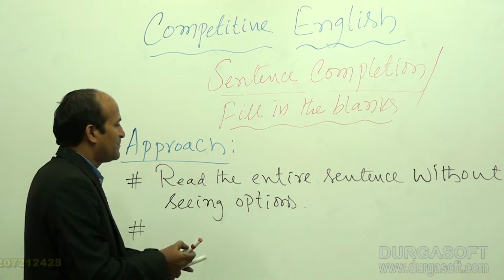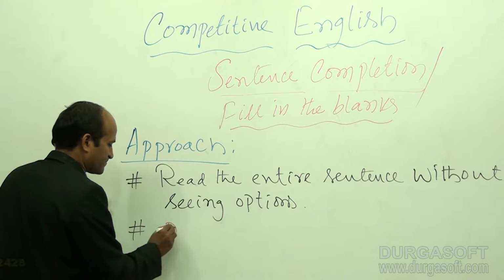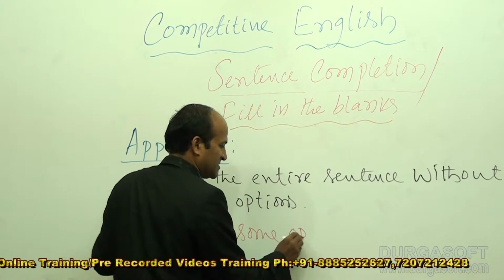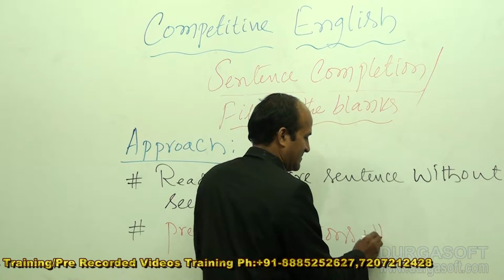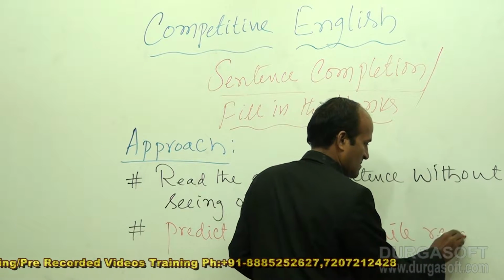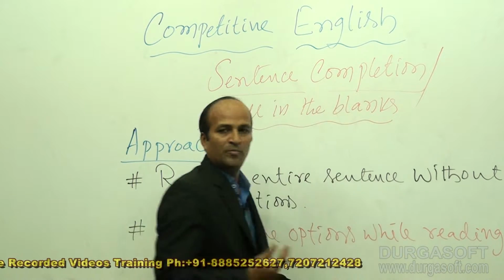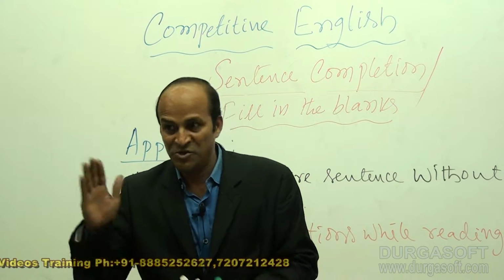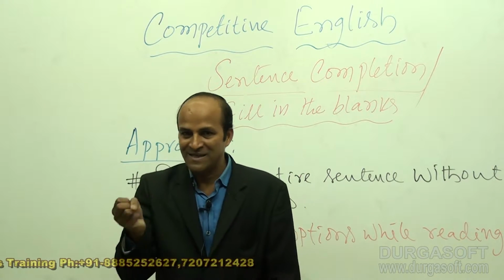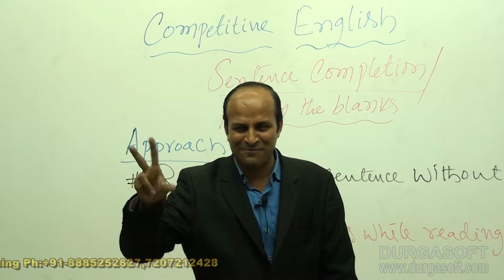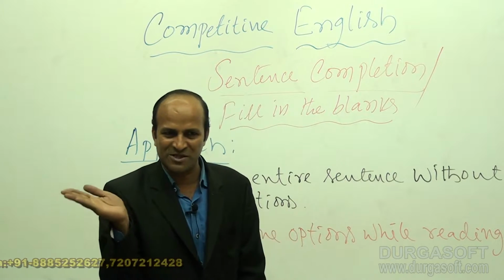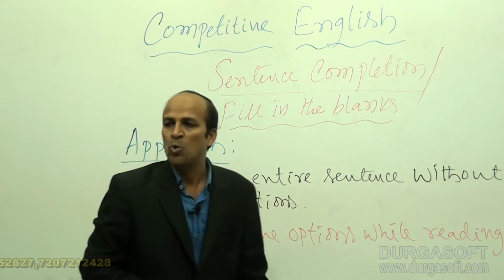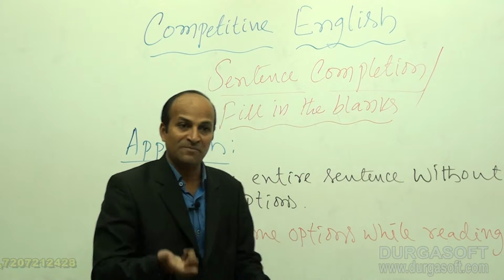Number 2 is to predict some options while reading. When you are reading the sentence and filling the blank, immediately you will get to know that some word is very appropriate, some word is very near the meaning of the sentence. So when you predict some options while reading, it becomes so easy for you.